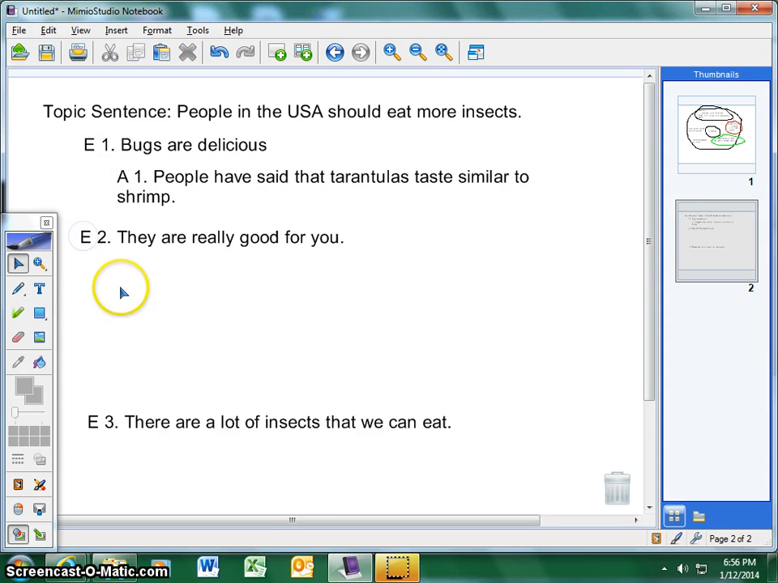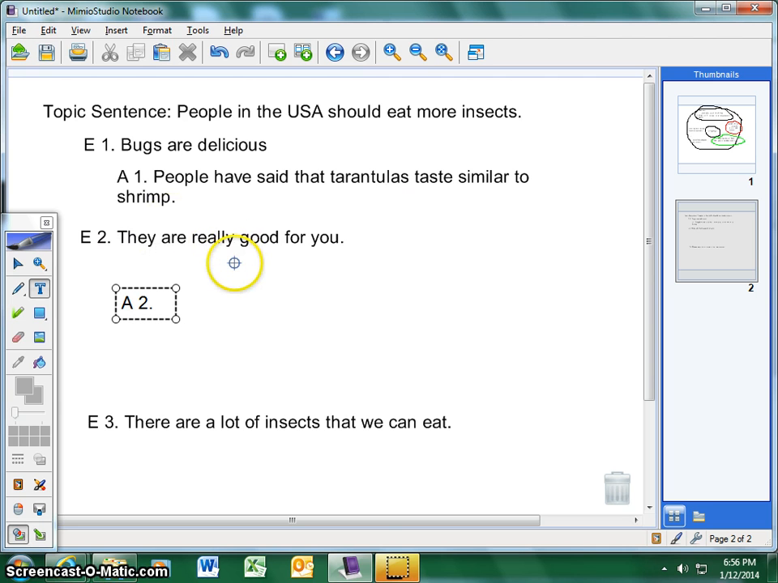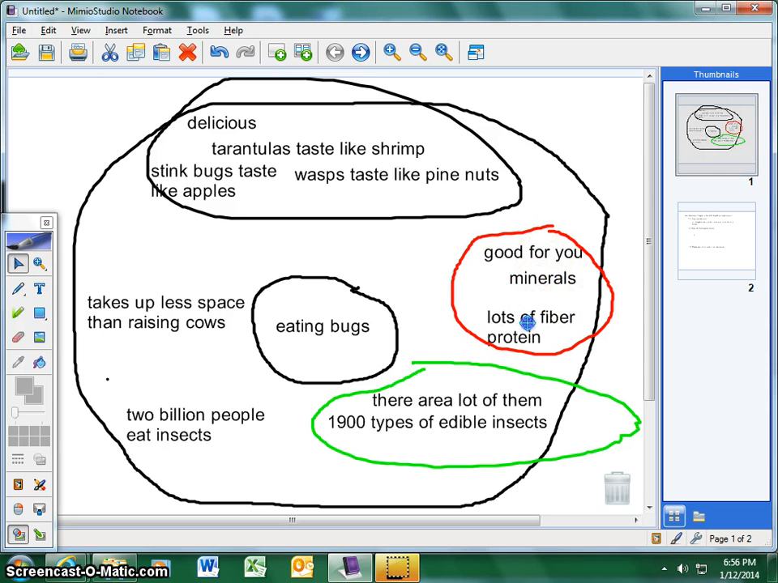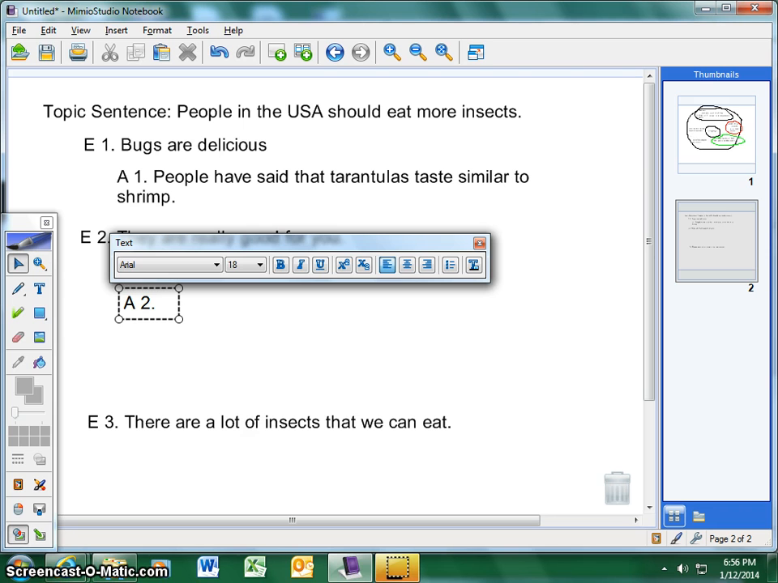Okay, my new piece of evidence, and now I need analysis for it. I'm going to call it A2. And this is going to give me more information on they're good for you. What did it say about good for you? How about this one? We'll take this one. Lots of fiber and protein. Bugs contain fiber and protein.